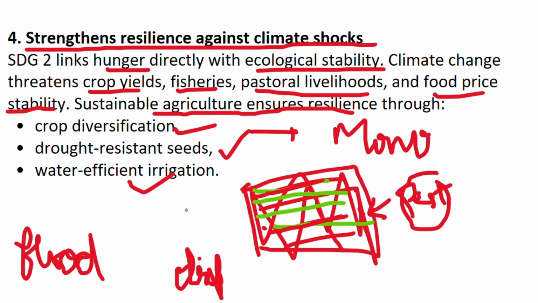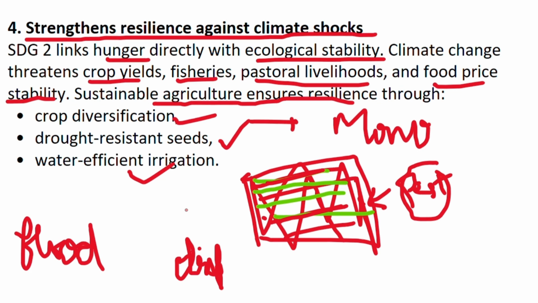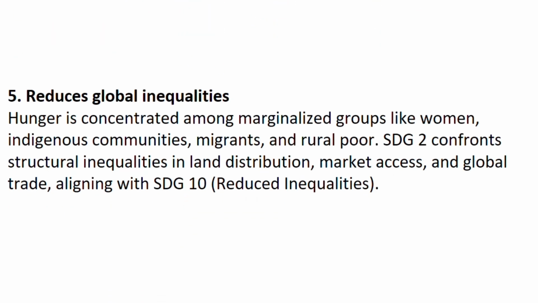So the strategic goals focus on sustainable and resilience actions against climate shocks. Now the fifth point is that it reduces global inequalities. How? Hunger is concentrated among marginalized groups like women, indigenous communities or tribals, migrants, and the rural poor. So such people are the worst hit by hunger.